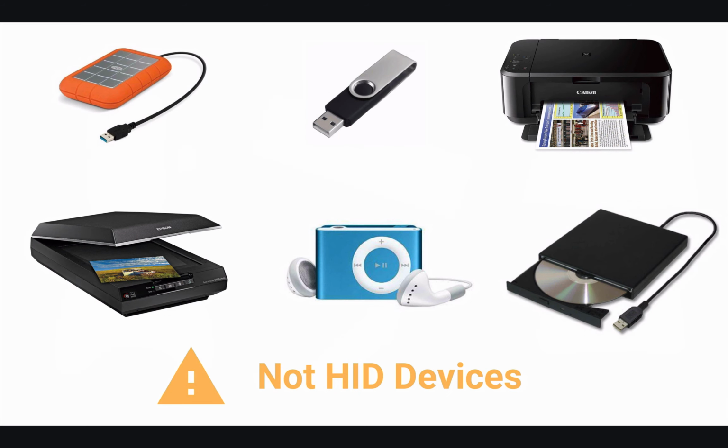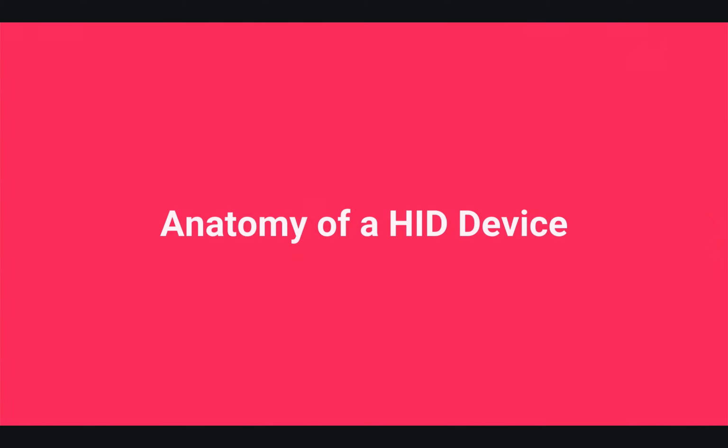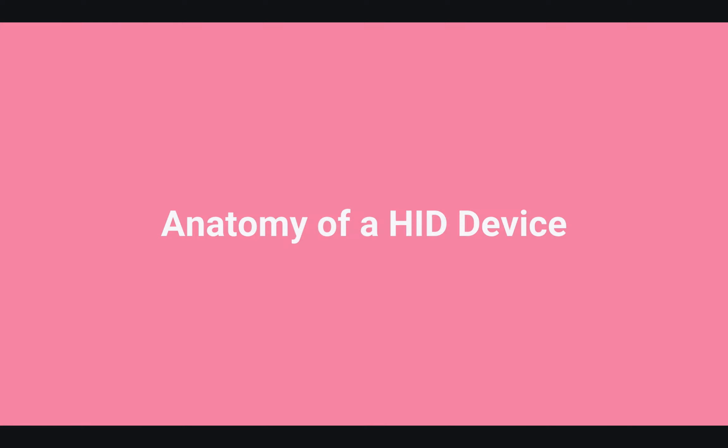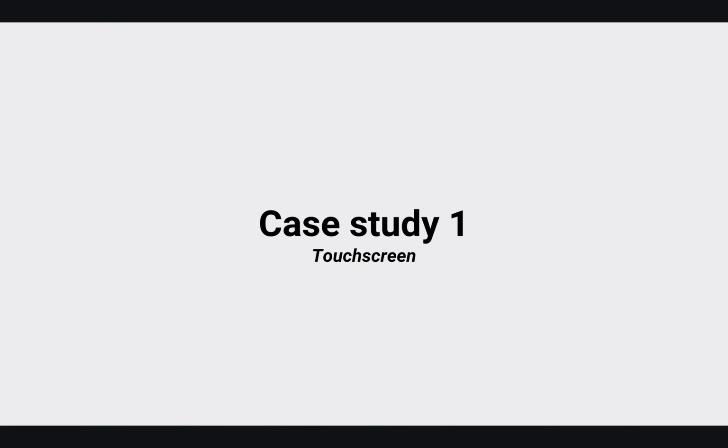By comparison, devices such as hard drives, USB sticks, printers, scanners, MP3 players, or external CD readers are not HID devices. They belong to another USB class. Now let's get into the anatomy of a HID device. In this case, we will see what a USB HID touchscreen is made of.